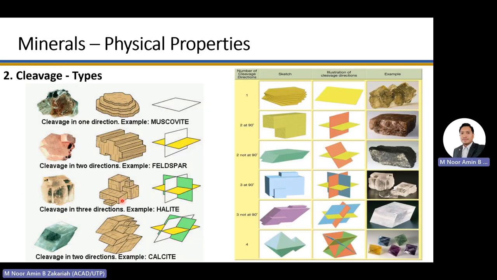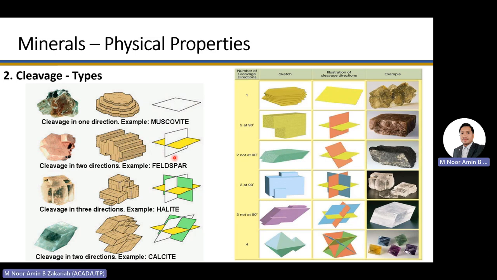So now we take a look at the types of cleavage. So type of cleavage and example. Okay, for example, we have many. This is an example. We have cleavage in one direction, cleavage in two directions, cleavage in three directions, and also cleavage in two directions but at different angles. We take a look at the first example, muscovite, the cleavage in one direction. So muscovite has one perfect cleavage in the basal plane. This means that it can be easily split into thin sheets.